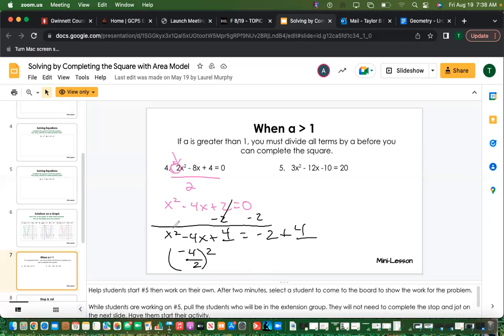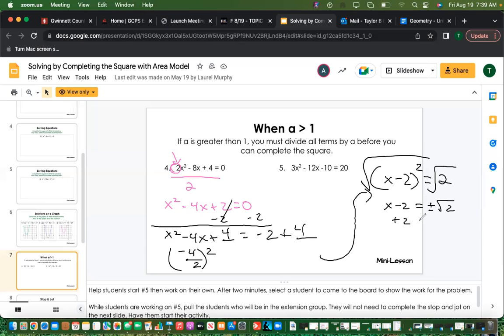And so now I'm going to factor this side, right? So this is going to give me x minus 2 squared is equal to 2. And now what am I going to do? If I'm actually going to solve this out, what am I going to do? Take the square root of both sides. And then add that 2 to the other side. Okay.